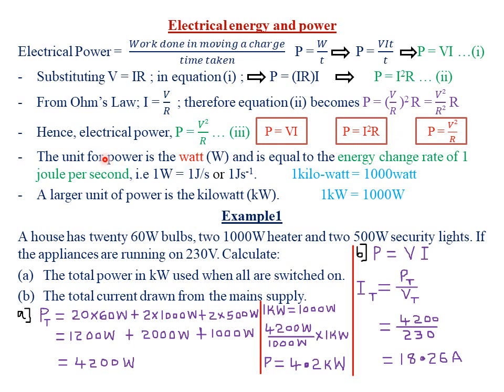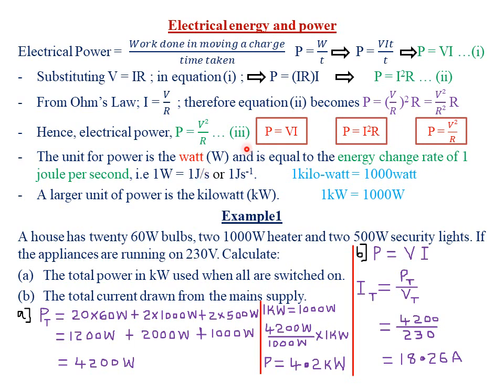Then the unit for power is simply the watt, which is denoted by capital W. The watt is equal to the energy change rate of 1 joule per second. So that is how we define a watt. If you're asked to define watt, you simply say it refers to the energy change rate of 1 joule per second.